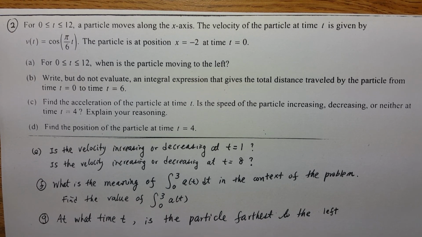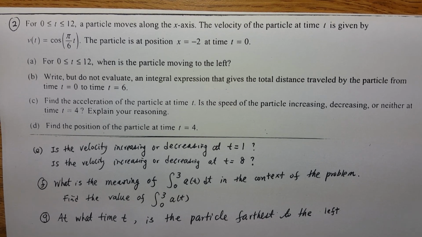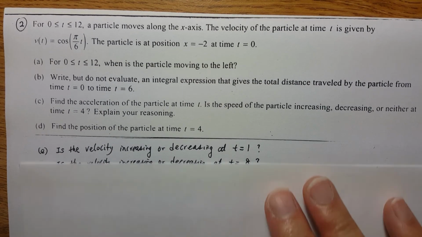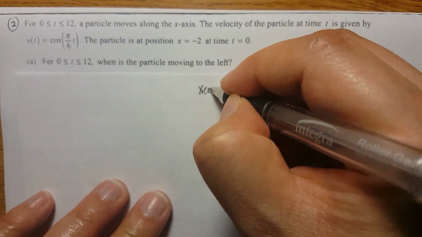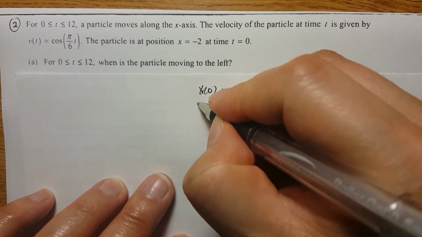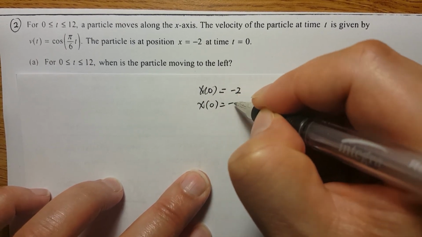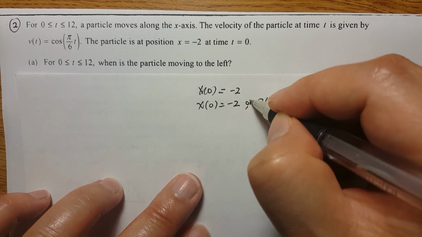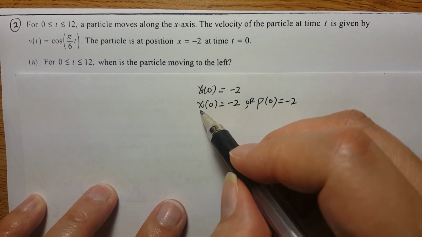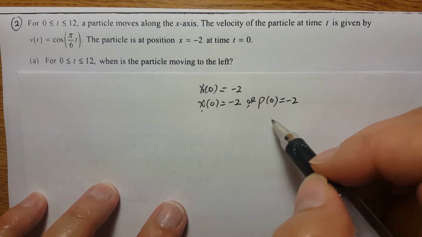So from the interval 0 to 12 inclusive, a particle moves along the x-axis. The velocity of the particle at time t is given by v of t equals cosine of pi divided by 6 times t. The particle is at the position x equals -2 at t equals 0. So we know the initial position x of 0 equals -2. Let me write that a little better. X of 0 equals -2. That means P of 0 equals -2. So it means the same thing. So now we have to use the letter X instead of P.